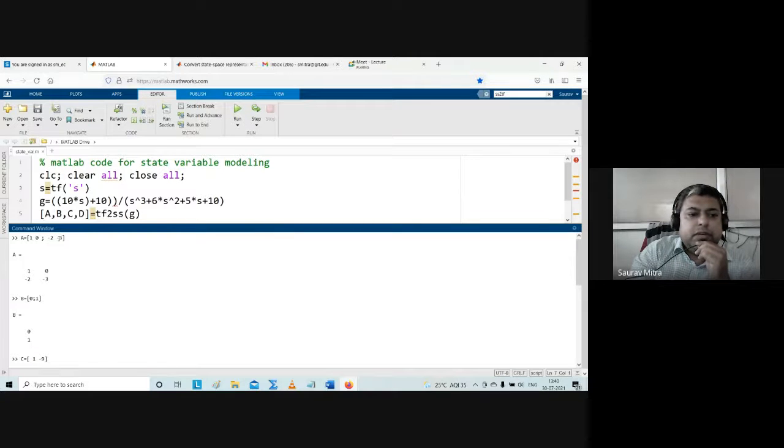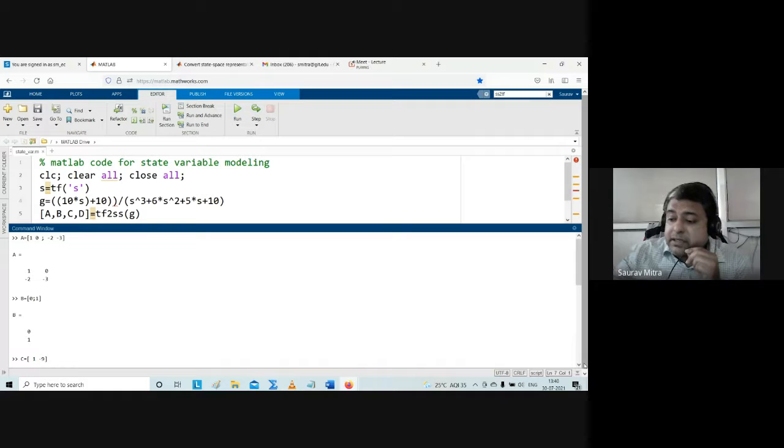So if you do that, if you enter, you are getting A matrix as 1, 0 as the first row, minus 2, minus 3 as the second row. Then B matrix I have entered as 0 and 1. Okay, so B matrix is entered as 0 and 1, and this is a column matrix, that is very important.